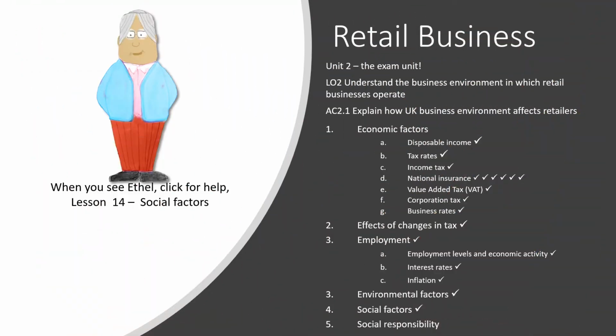Lesson 14 on Objective 2.1. This is about how the UK business environment affects retailers, and this time we're looking at social factors. So as usual, when you see Ethel, this time in the blue cardigan, when you spot the blue cardigan, click for help.